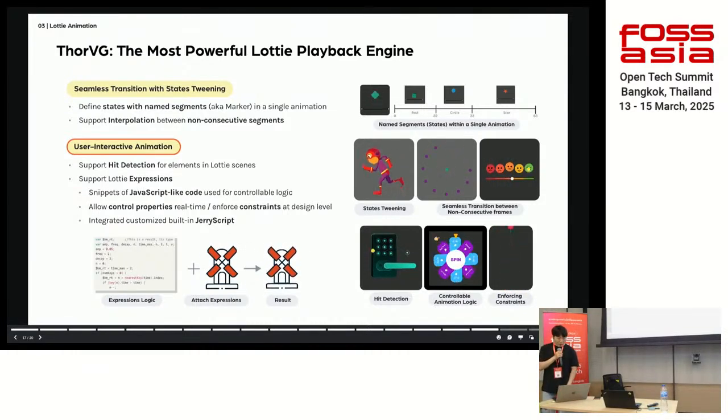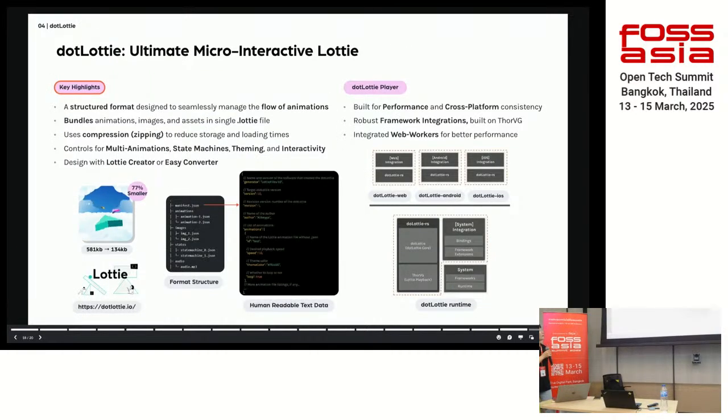So all in all, Thorvg is the only library that supports state tuning and expressions. Most other Lottie animation libraries do not offer those features today. And lastly, let me introduce the dotLottie project. dotLottie is an extended version of the original Lottie format to enhance Lottie's capabilities by providing an advanced feature set.